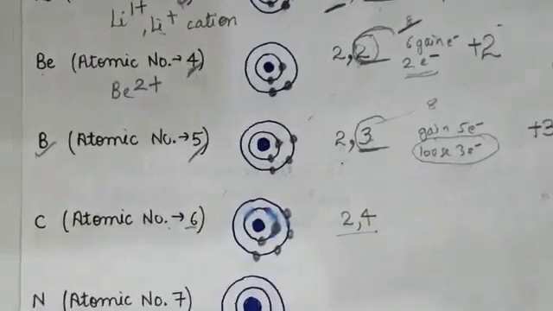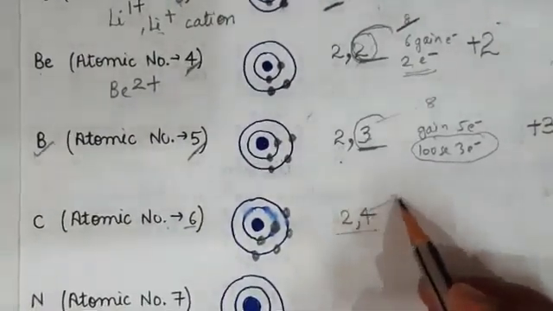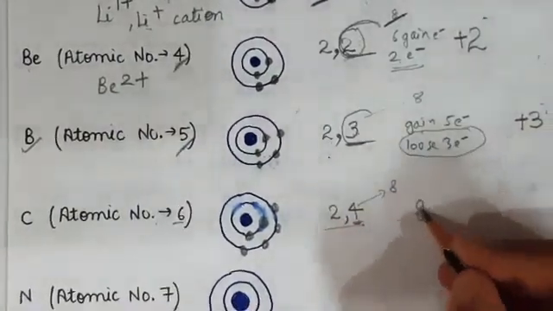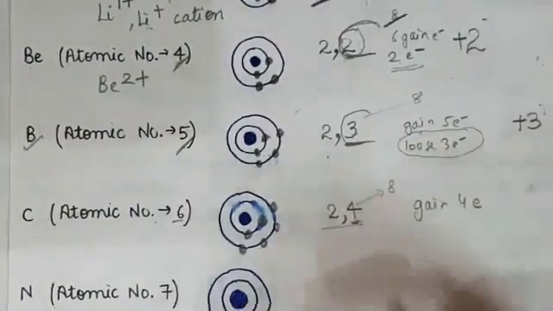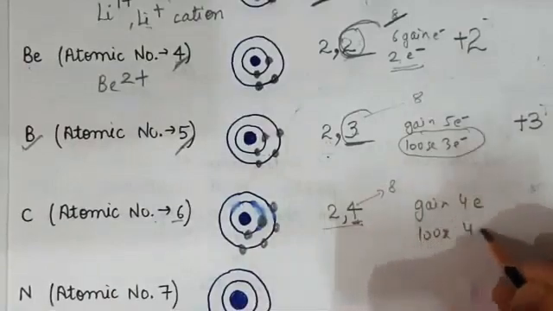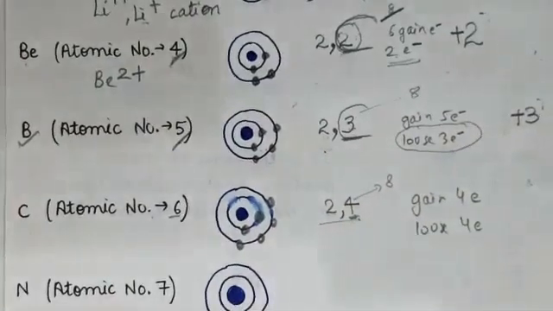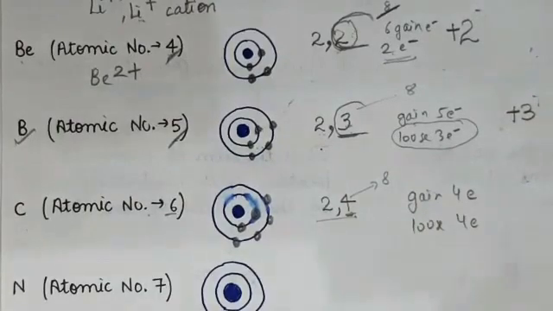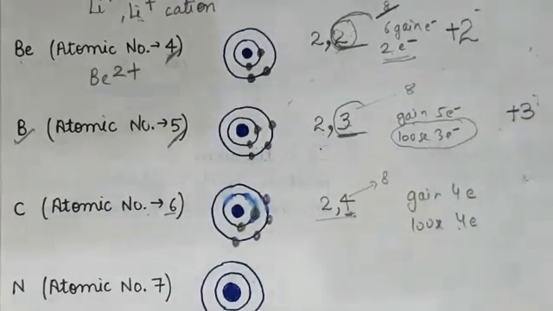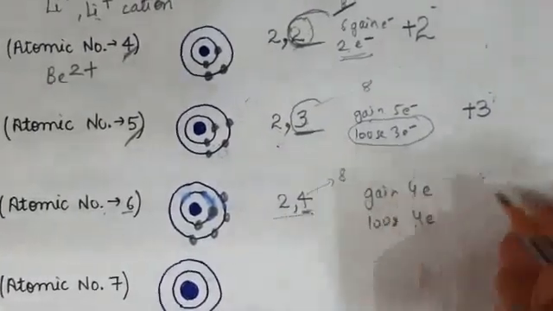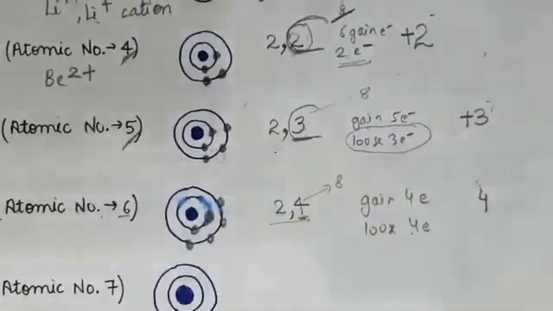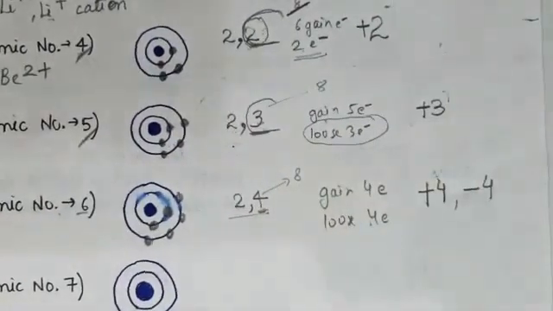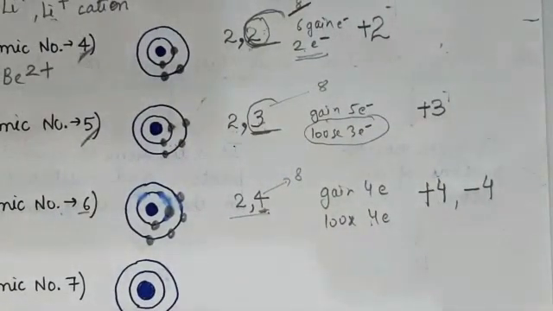Now calculate the valency. To make the outermost shell 8, what can be done? Either gain 4 electrons or lose 4 electrons. Now the competition is equal. It can gain and it can lose both because equal are there, 4, 4. So what is the valency? Valency is 4. And what is the charge? It can be plus and it can be minus also. Clear, students?